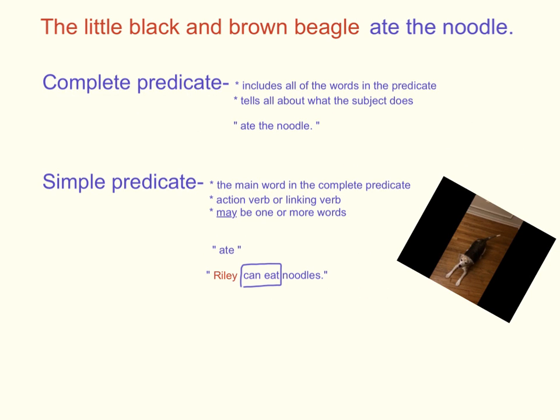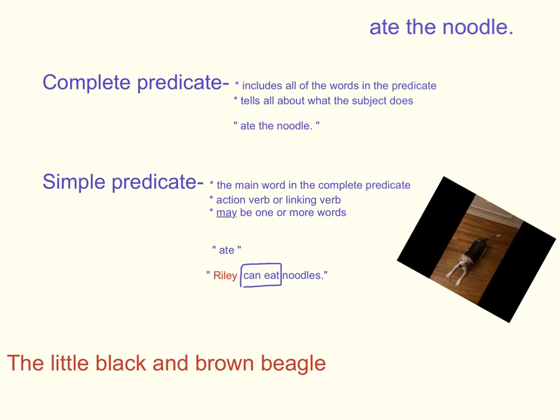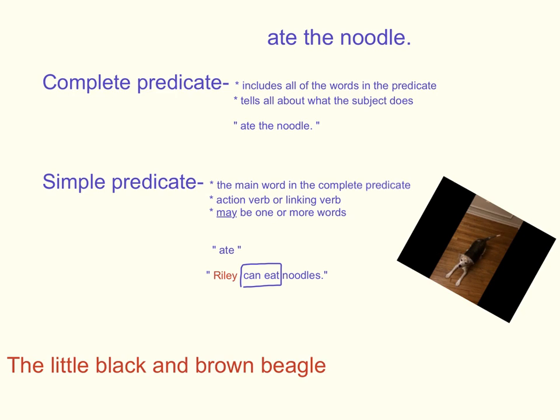The first thing we're going to do is exactly what Mr. Moyer did, and we're going to remove the part of the sentence that we will not be needing for this portion of the video, and that is the subject. So let's go ahead and focus on just the predicate at the top of the page here, which is ate the noodle. This is the complete predicate. If you look at our definition, the complete predicate is something that includes all the words in the predicate, and it tells about what the subject does or is doing. So in this case, it's ate the noodle.